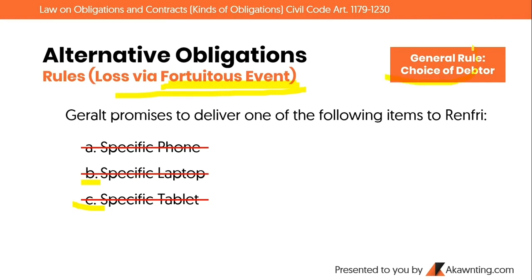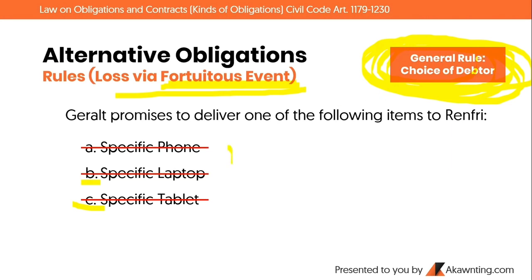And tandaan ulit, baka makalimutan nyo to, kasi maya-maya meron tayong example mamaya na hindi na general rule, which is pinasa kay creditor yung right of choice. So iba rin ang rule doon. Ngayon, yung right of choice ni debtor muna, okay?